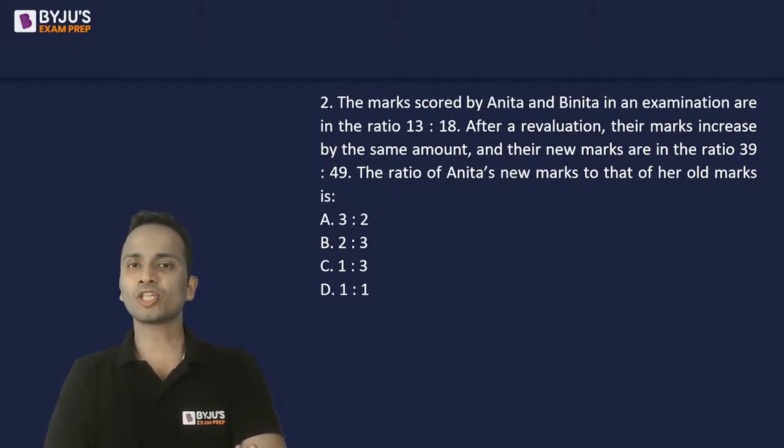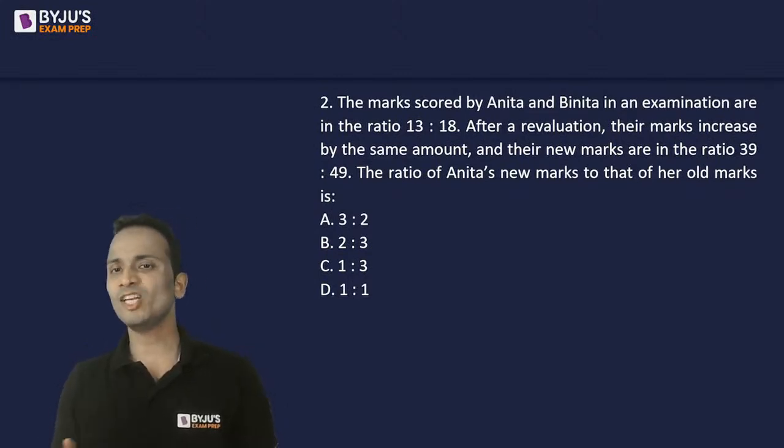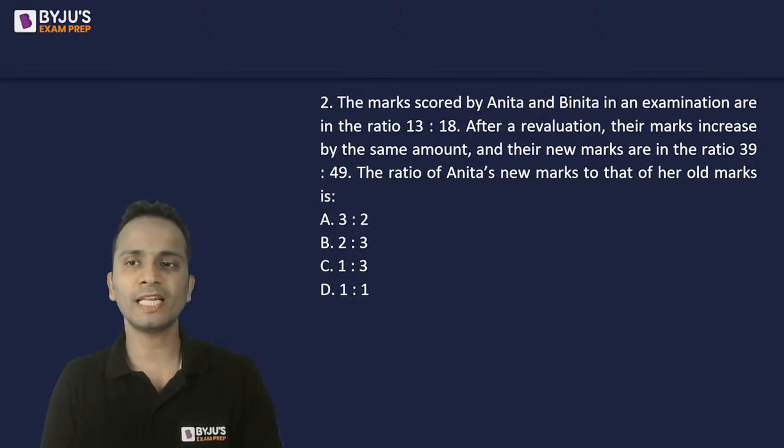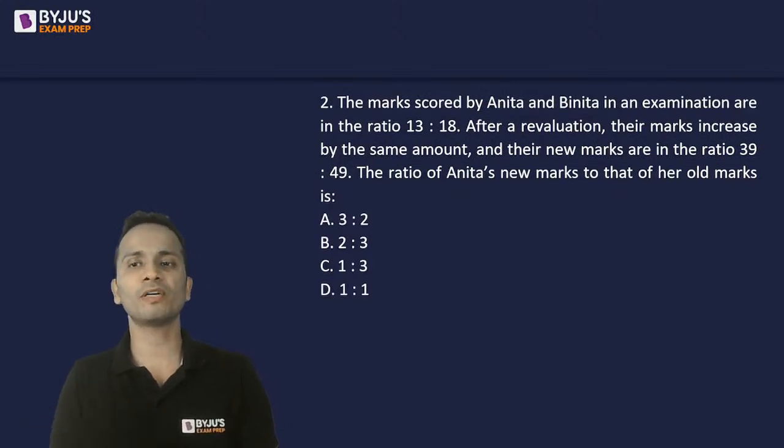Second question, the marks scored by Anita and Vinita in an examination are in the ratio 13 is to 8. After a revaluation, their marks increase by the same amount. And their new marks are in the ratio 39 is to 49. So you'll have to find out the ratio of Anita's new marks to that of her old marks.